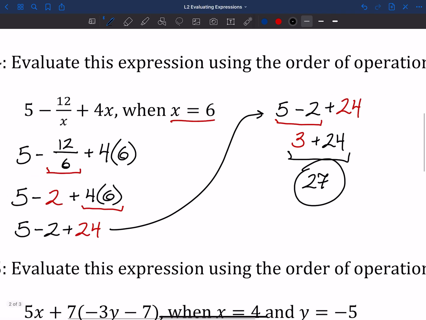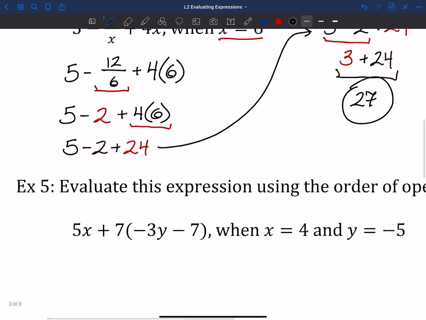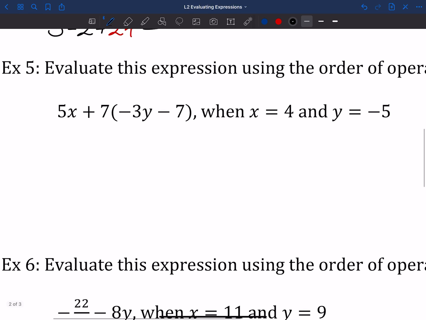Sorry for that. All right. So, again, plugging it in, working through it one step at a time. Things can sometimes get a little trickier with something sort of like this, right? But again, as long as you stay organized, there's not that much to worry about, to be honest. So we've got 5x plus 7, and then in parentheses, negative 3y minus 7. So this one has an x equal to 4 and a y equal to negative 5.